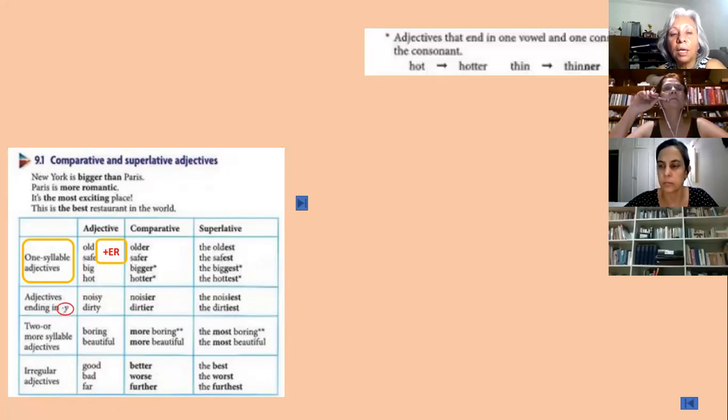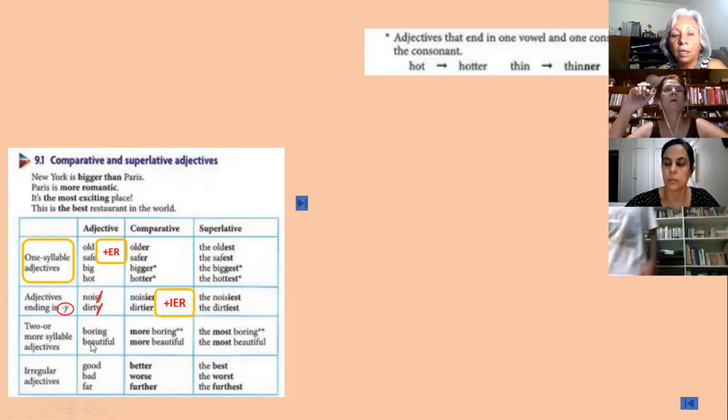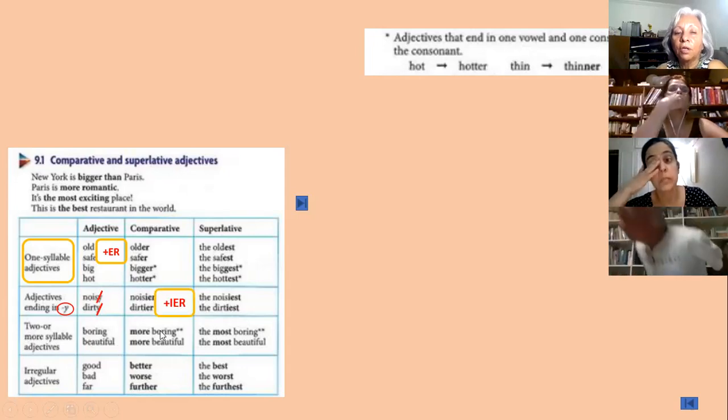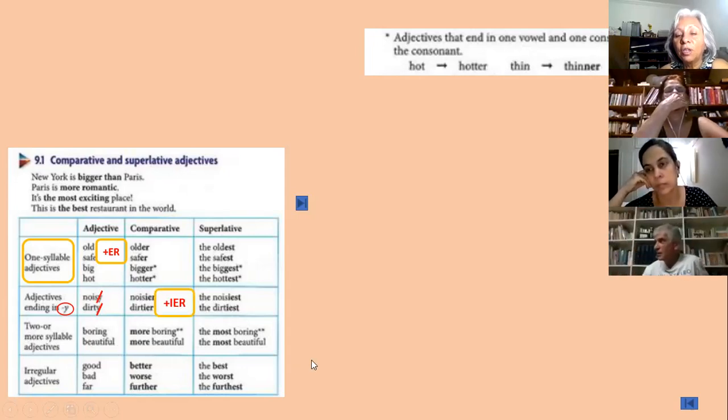The same thing with adjectives ending in Y. Like in the comparative, you take out the Y and put IER. For the superlative, you take out the Y and put IEST. If you have two-syllable adjectives like boring, beautiful, for the comparative you use more, but for the superlative, most. And the irregular is also the same.